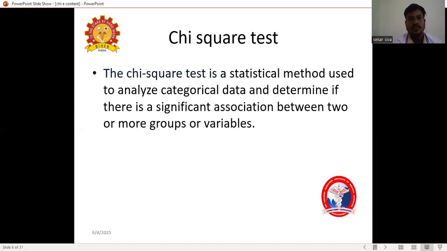So, what is chi-square test? The chi-square test is a statistical method used to analyze categorical data to determine whether there is any significant association between two or more groups or variables. For example, if you want to know is there any association between obesity and coronary heart disease, we can use a chi-square test if the data is categorized.